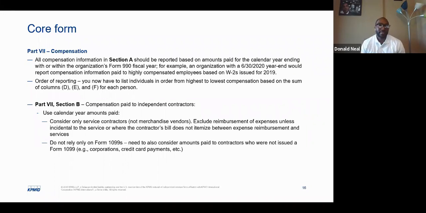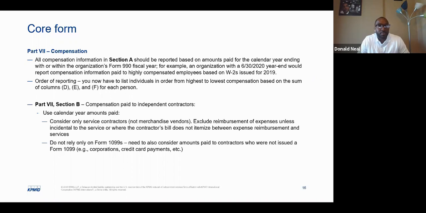So as we go to Part 7, this is dealing with compensation. All the compensation that's listed in Section A should be reported for the amounts paid during the calendar year ending with or within the organization's Form 990 fiscal year. As we note in our example, if you are a 6/30/2020 year end and you're filing a 2019 Form 990, we're going to look at the compensation of the individuals that received comp on their W-2s that was issued for 2019.